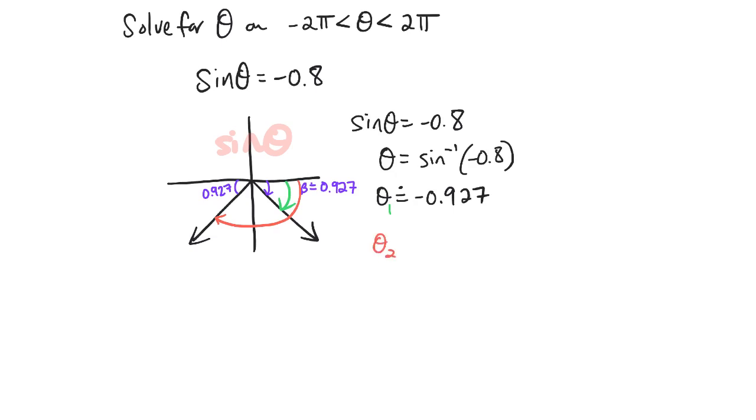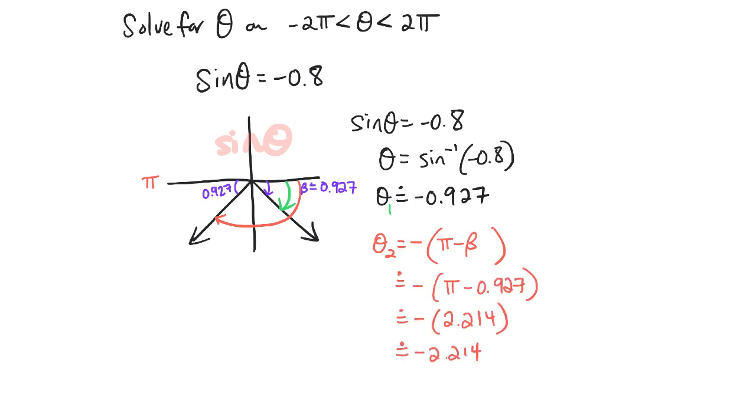So theta 2 is going to be a negative angle, and it's as big as pi, because I know pi is over here, minus that related acute angle, but negative. So we have pi minus beta, but negative, so I want to know how much that is, so I evaluate that. So that gives me negative 2.214 radians approximately, so that is theta 2. Okay, so theta 2 is in red, and theta 1 is in green.